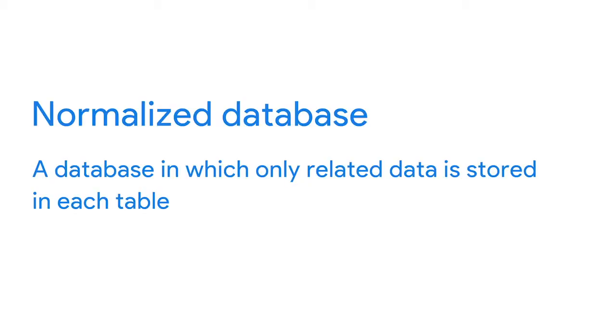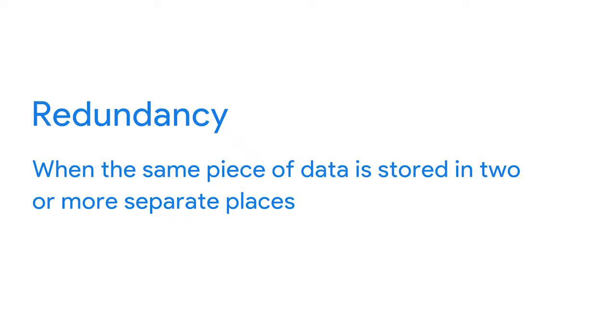First, a normalized database is a database in which only related data is stored in each table. The main idea behind database normalization is that a table should be about a specific topic and only include supporting, related data. This is important because it minimizes the chances of having redundancies. A redundancy occurs when the same piece of data is stored in two or more separate places. Redundancies waste time and space in your database.